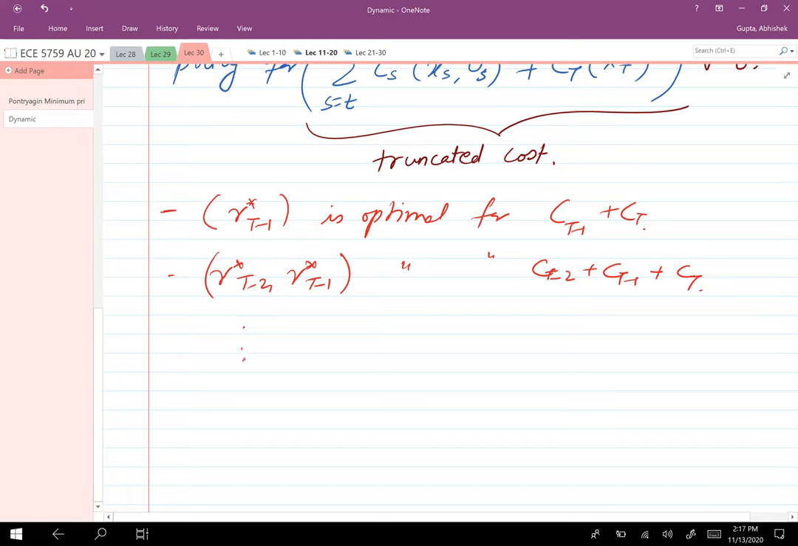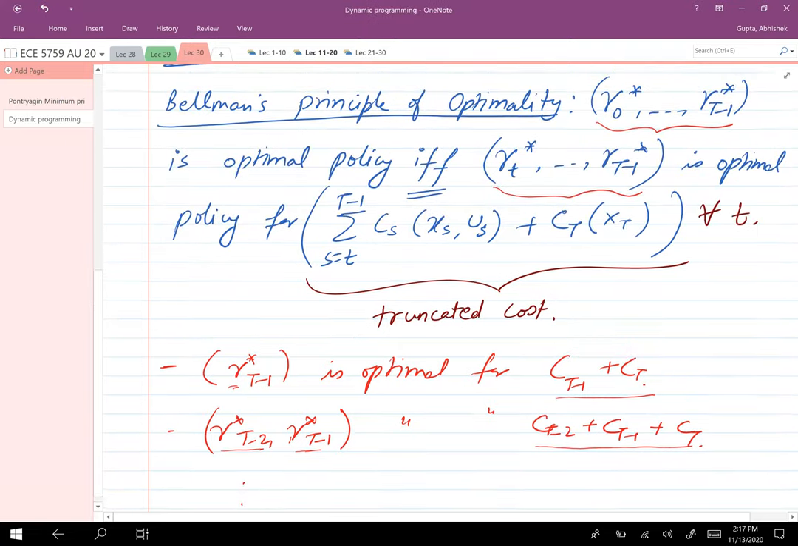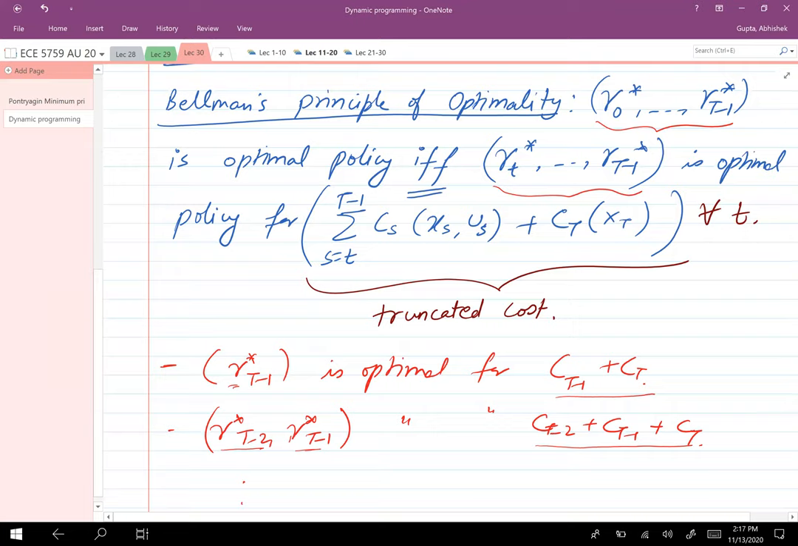Okay, so this is how you discover that now there is an algorithm. First I have to compute gamma star T minus one by minimizing the cost c T minus one plus c T. Then gamma star T minus one is known. So I can then compute gamma star T minus two by minimizing this cost and fixing gamma star T minus one that I've obtained from this particular step. And then I can keep going backwards and compute the optimal policy. That's how you translate Bellman's principle of optimality to a recursive algorithm, which computes the optimal policy of the current time step, assuming that I know what the future optimal policy is going to be.